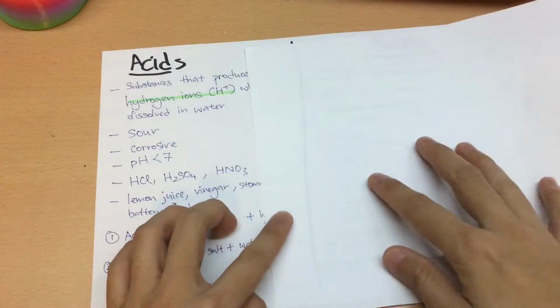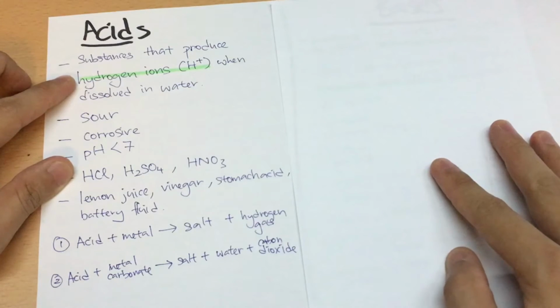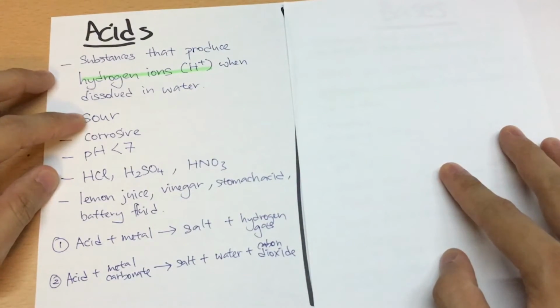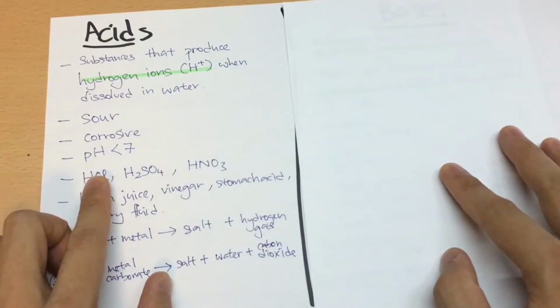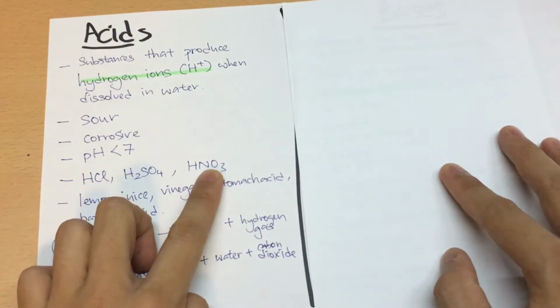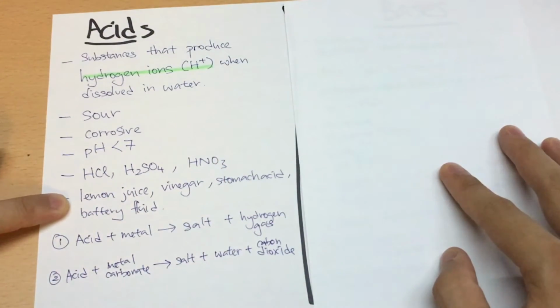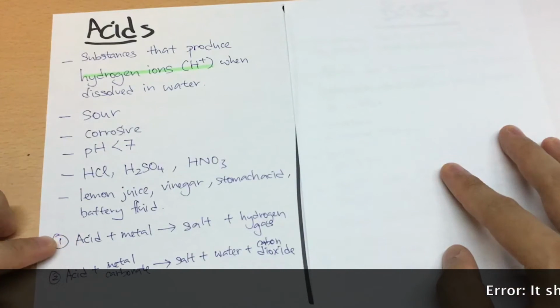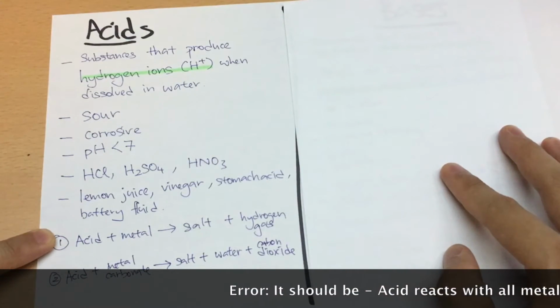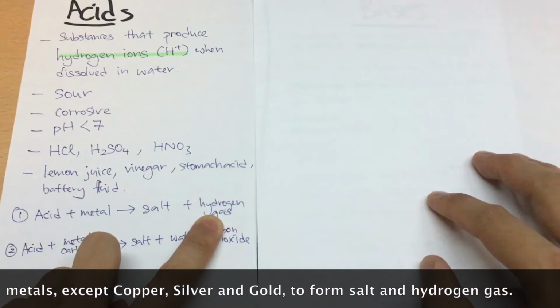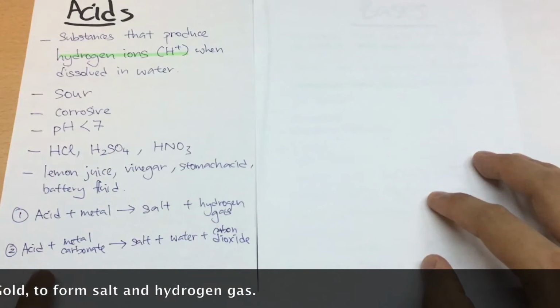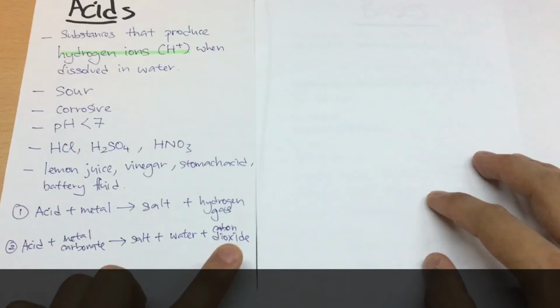So, to summarize what we have learned today, acids are substances that produce hydrogen ions, H+ ions, when dissolved in water. They are sour, corrosive, and have pH less than 7. Examples of acids include hydrochloric acid, sulfuric acid, and nitric acid. Acids can be found in lemon juice, vinegar, stomach acid, and battery fluid. There are two reactions of acids that you must know. The first, acids react with all metals except copper, silver, and gold to form salt and hydrogen. The second reaction is that acids react with metal carbonates to form salt, water, and carbon dioxide.